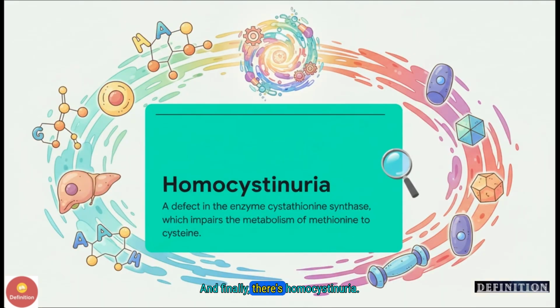And finally, there's homocystinuria. This is a genetic disorder that messes up the metabolism of methionine. A key enzyme is faulty, causing a toxic buildup of a substance called homocysteine. And this stuff just wreaks havoc on the body. It affects everything from connective tissue and vision to the nervous and cardiovascular systems.